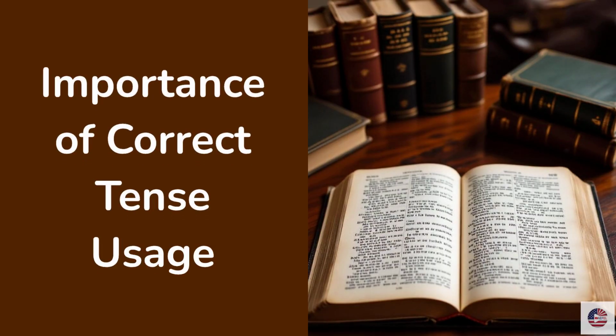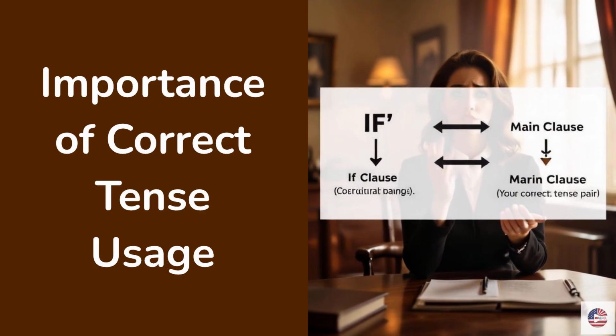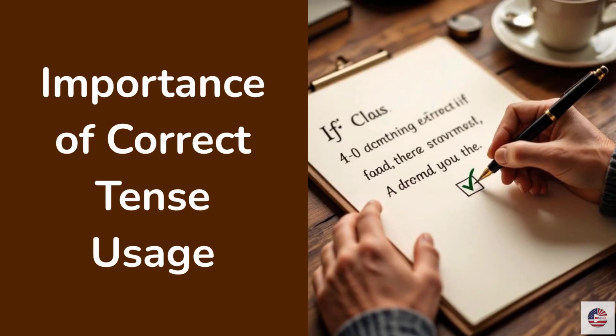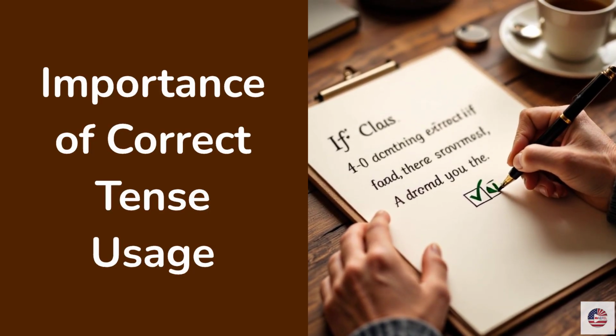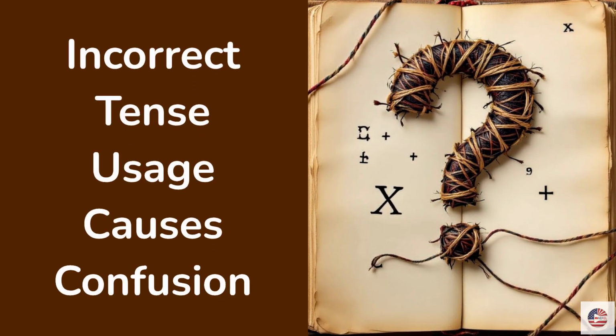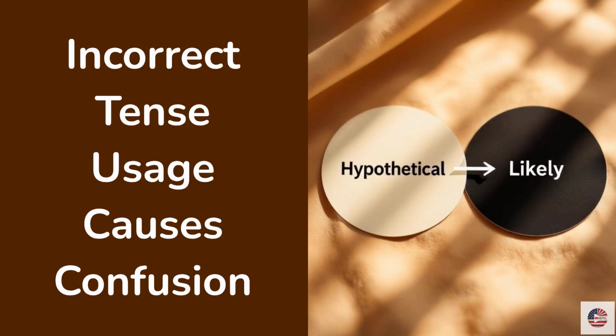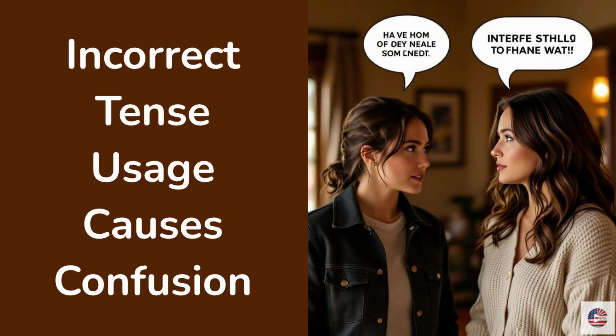Understanding the correct sequence of tenses in if clauses is absolutely crucial. Each conditional type relies on a specific pairing of tenses between the if clause and the main clause. Getting these pairings right ensures your meaning is clear. Incorrect tense usage can lead to significant confusion or completely alter the meaning of your sentence. For example, using a first conditional structure when you intend a second conditional will change a hypothetical situation into a likely one. This can cause misunderstandings.